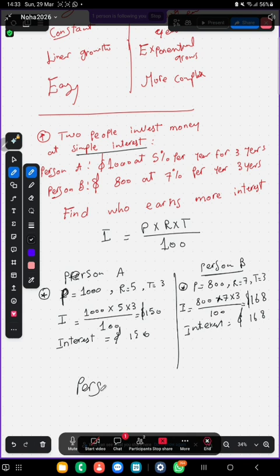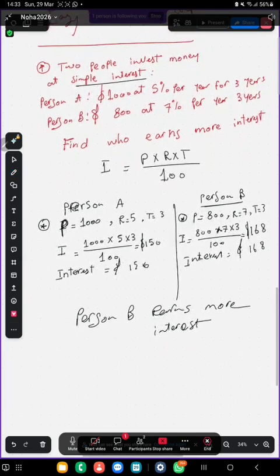So person B earns more interest. Easy or difficult? Is this the kind of question that you asked me? Easy. Okay, very good.